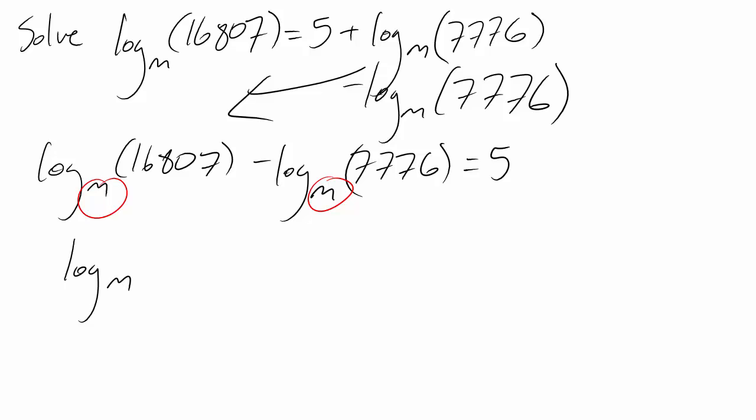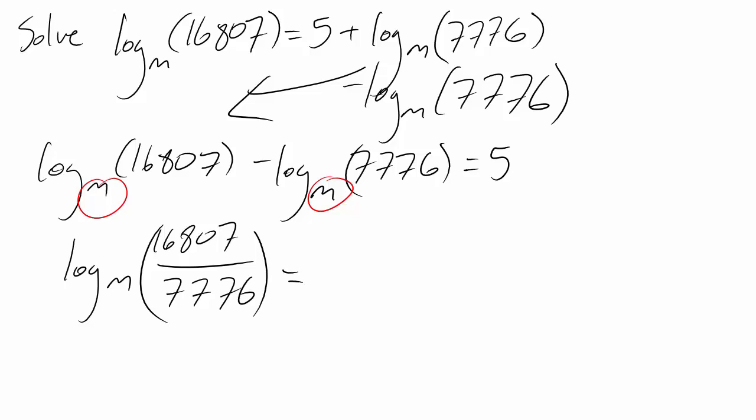That gives us log base m of 16,807 over 7,776 inside of a single log, and all that is equal to 5. Now, that may not look like much of an improvement, but this really has helped us out a great deal in terms of utility, because the next move is to use the definition of a logarithm.